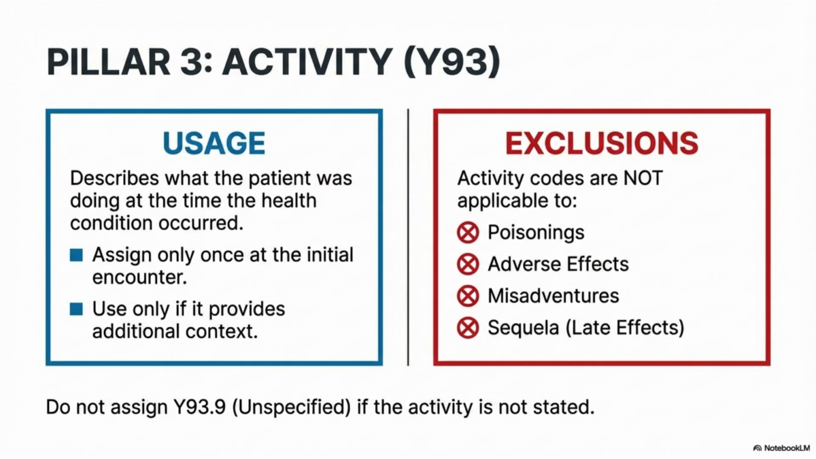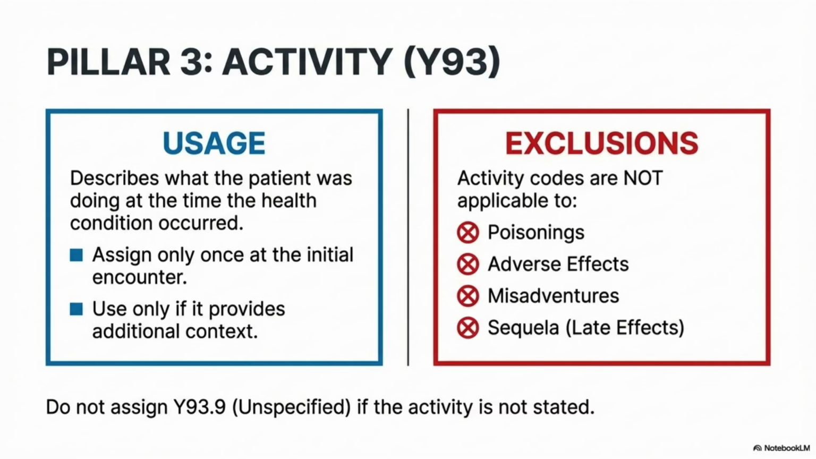Pillar 3 focuses on the patient's activity, basically, what they were doing at the moment the event occurred. This could be something like walking, cooking, exercising, playing a sport, or doing a work-related task. The activity code helps fill in that behavioral context so the story of the event feels complete. We only assign an activity code when it actually adds value. If it doesn't change the understanding of the event, or if the documentation doesn't support it, we leave it out.